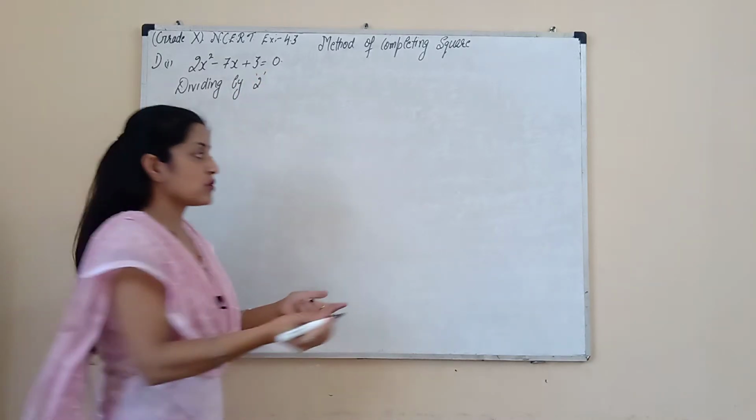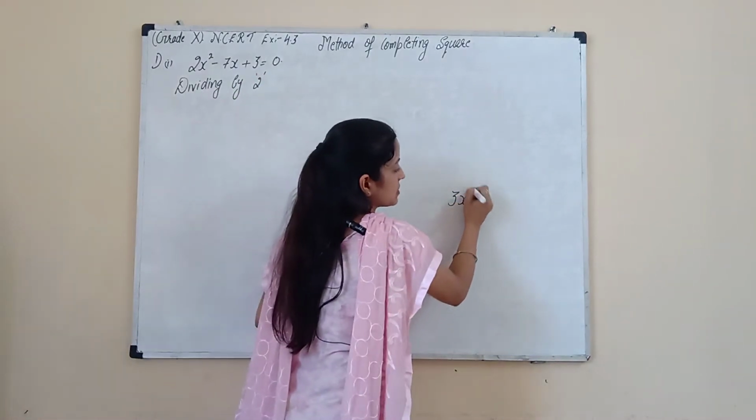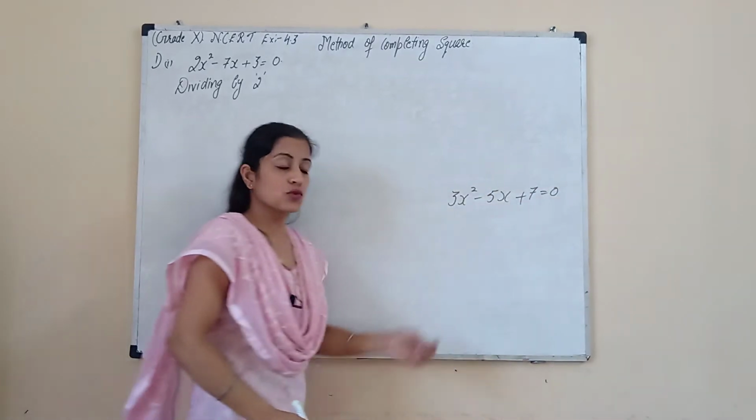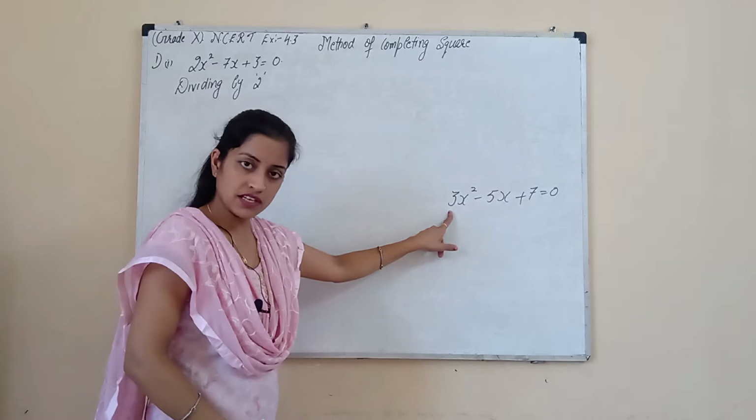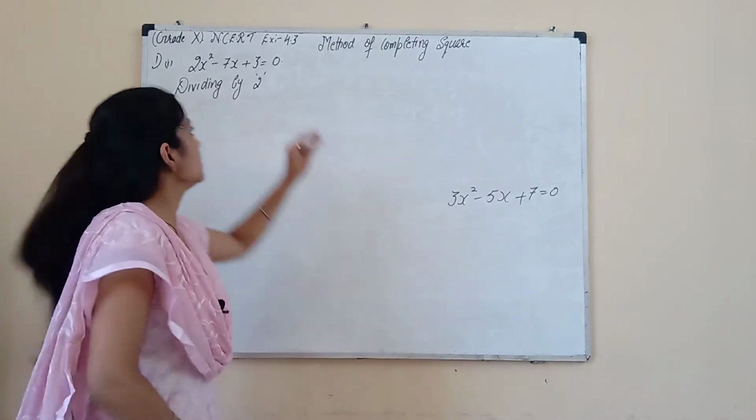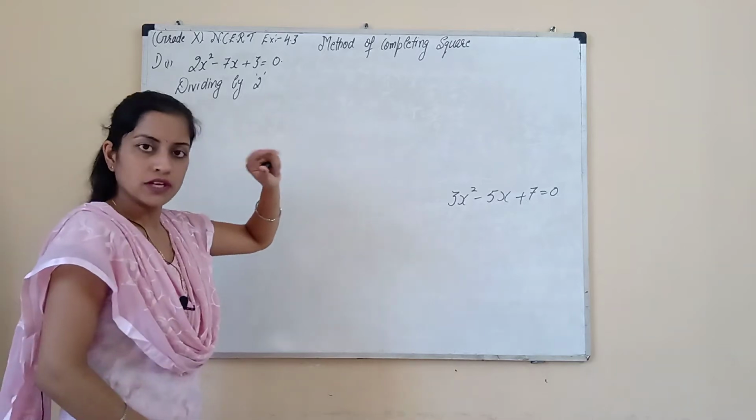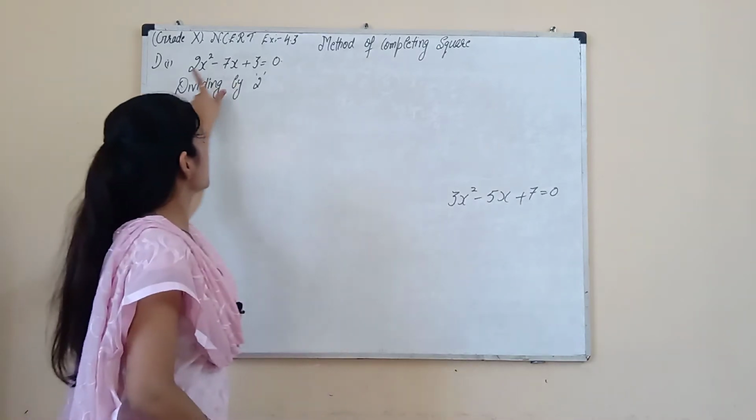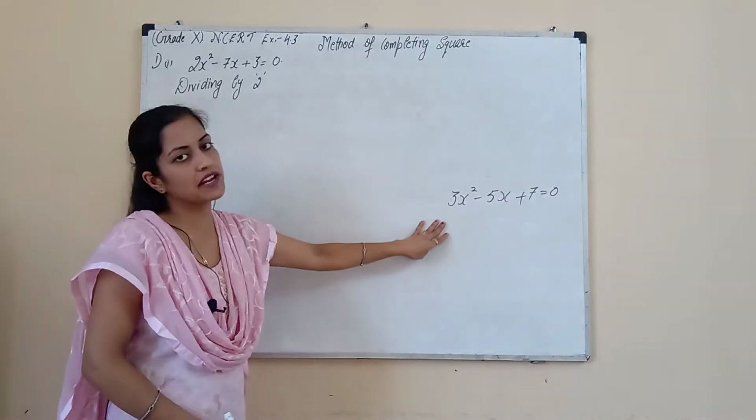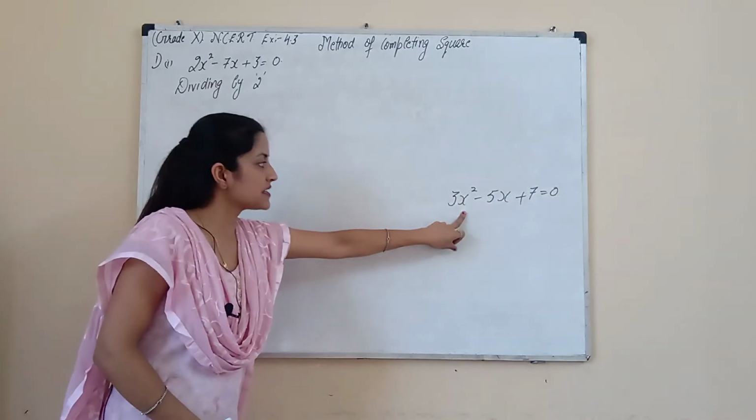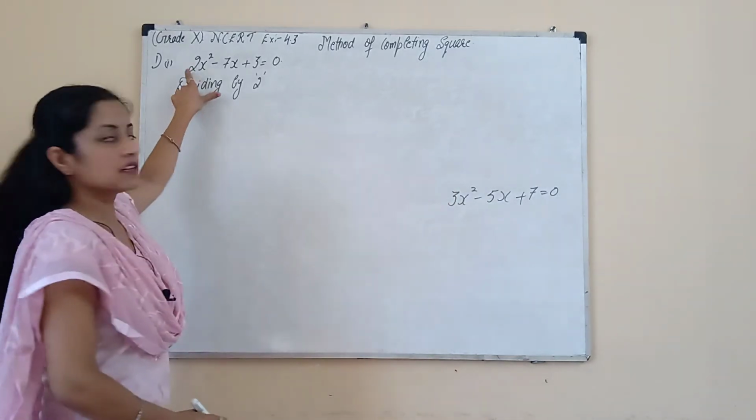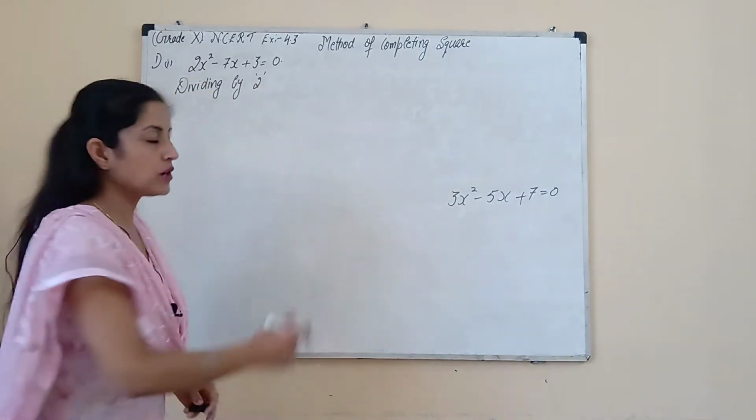If we have another equation like, 3x square minus 5x plus 7 equals to 0, here the coefficient of x square is 3, so we have to divide it by 3. It's not fixed that you have to divide only by 2. Divide according to the coefficient of x square. If your coefficient of x square is 3, then divide it by 3. If it is 5, then divide it by 5. So the first step is to divide this equation by 2 on both sides.